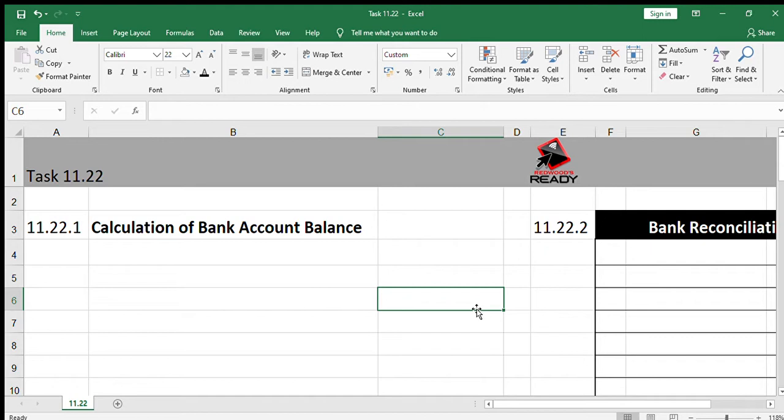So that means that we will not be doing a ledger account for the bank account. We'll just be doing a calculation. In exams you can either do a ledger account like we did in task 11.21, or you can just do a calculation. It just depends on what the question asks. Most of the time in the bank questions, either one would work and you would get the full marks for it. We're also preparing a bank reconciliation, and then we have a question.